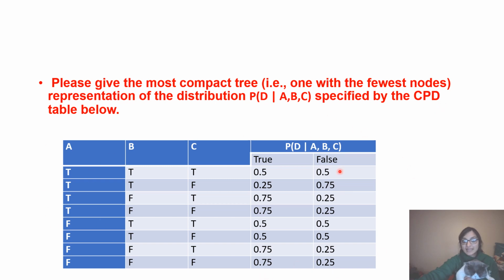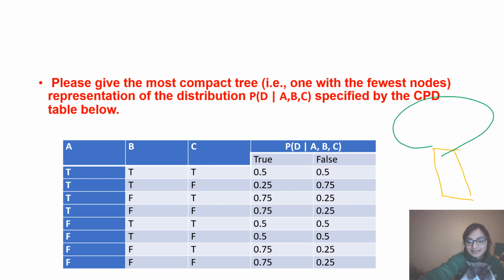If you're given a table like this, how do you represent this as a tree? That is the main question that we're going to talk about today. How do you represent this thing as a tree? Not just a little tree like that, but an actual tree.